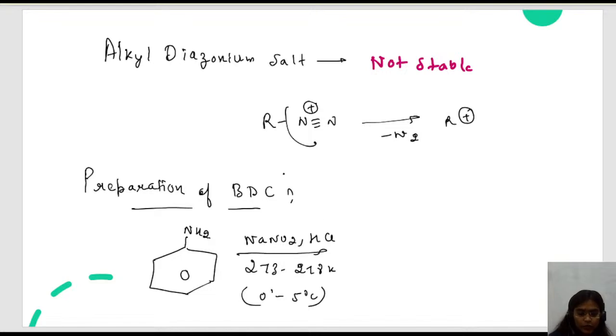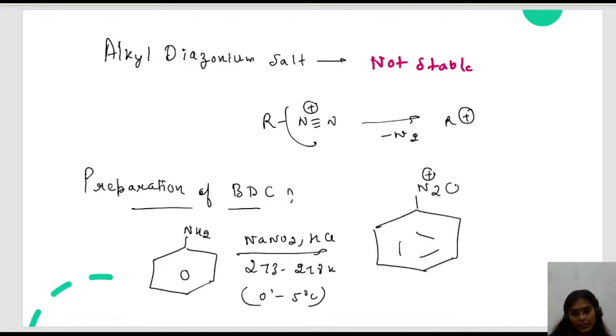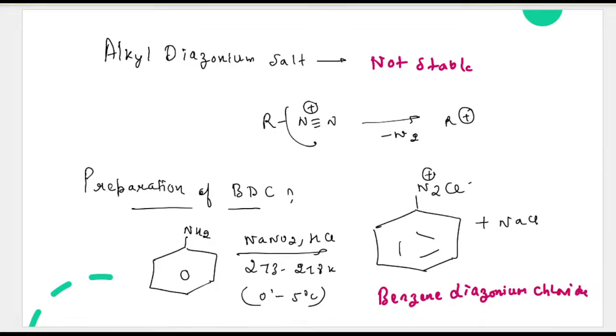Next, this is formed like this: this is nitrogen, N2 positive and Cl negative. The mechanism of how it is formed is not part of the syllabus, so let's not waste our time. So this is benzene diazonium chloride. I will change the position if it is blocking your view. So this is the simple preparation part.